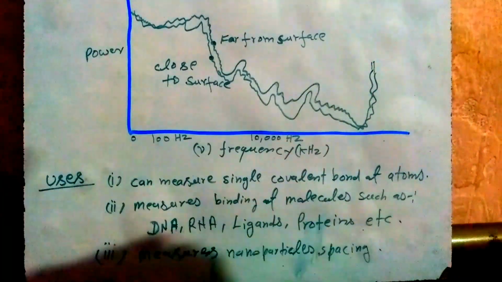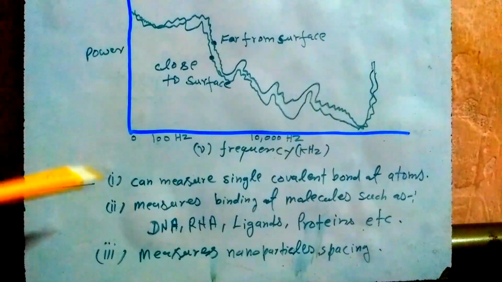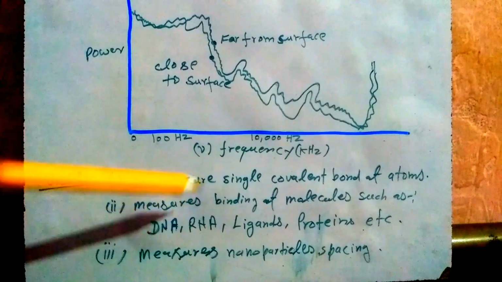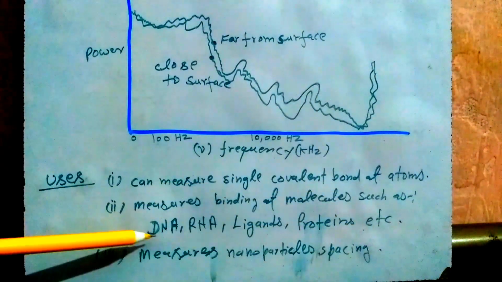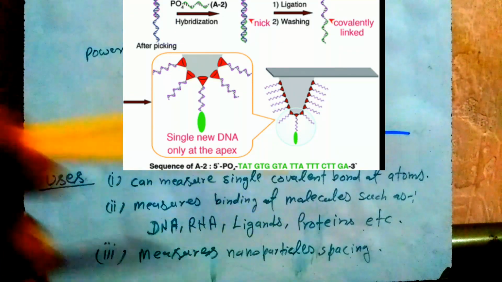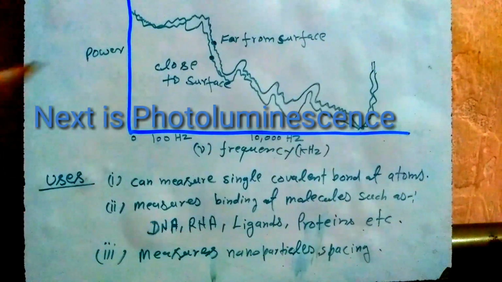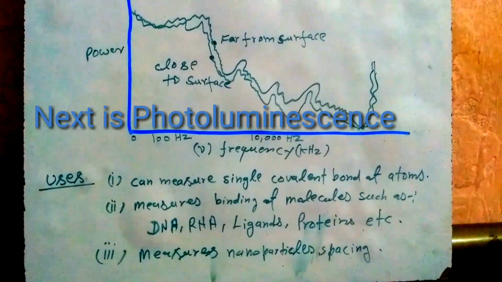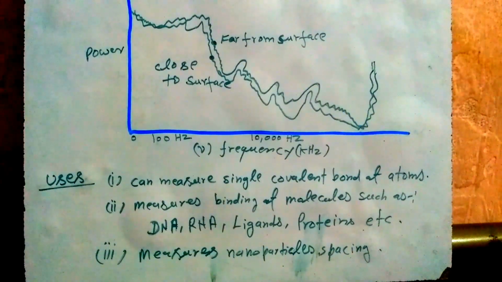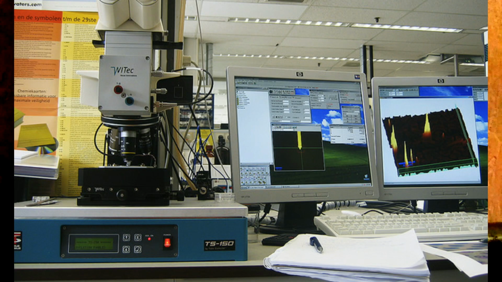can be used to measure the single covalent bond of atoms, and this is a powerful technique to measure the binding of molecules such as DNA, RNA, ligands, and protein molecules. And also we can measure the nanoparticle spacing by using the AFM. So this is one of the best characterization techniques to measure nanostructures and the bonding of molecules at the nanoscale level. Thank you.